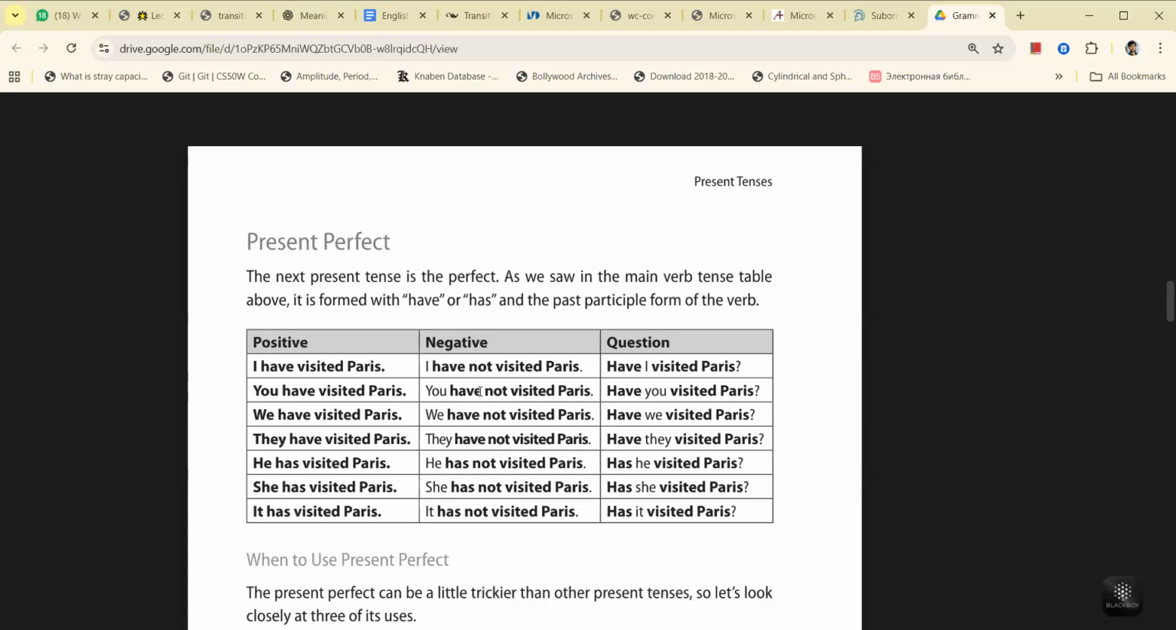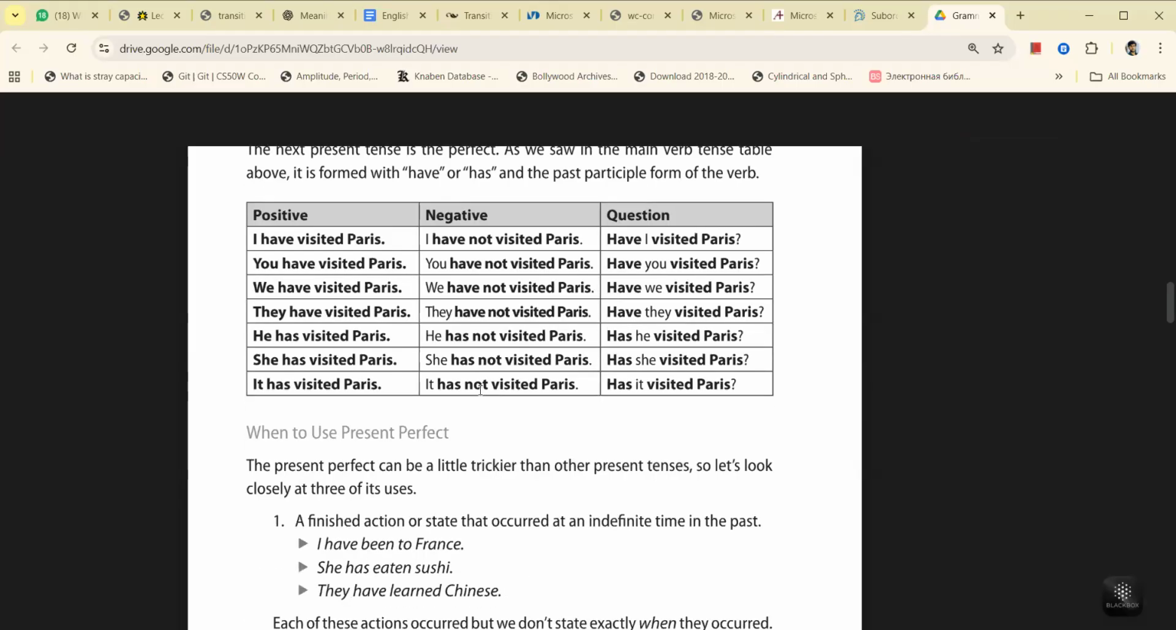The next present tense is the present perfect. As we saw in the main verb tense table above, it is formed with have or has and the past participle form of the verb. Let's see examples. Positive, negative, and question. I have visited Paris. I have not visited Paris. Have I visited Paris?